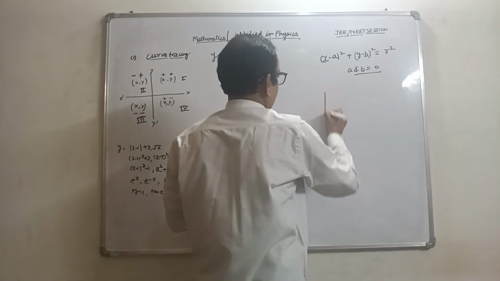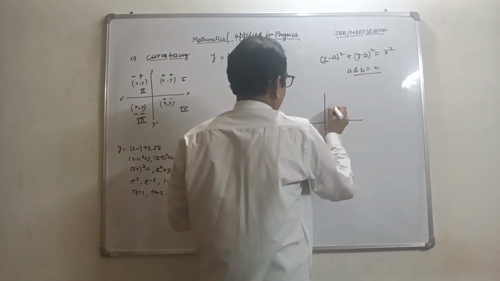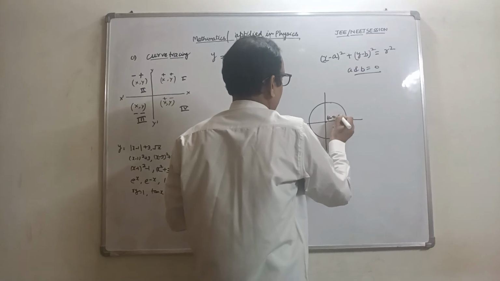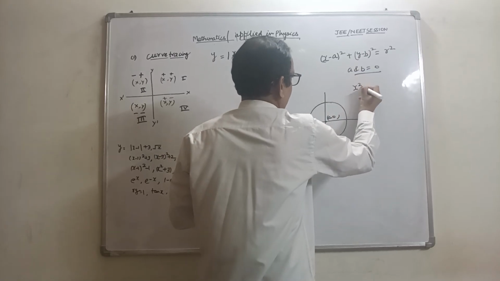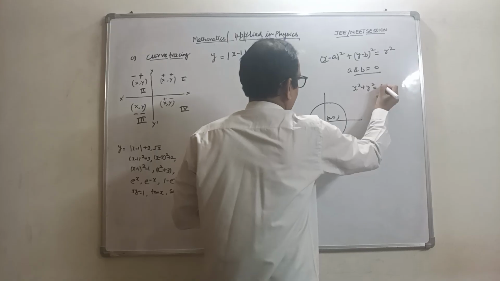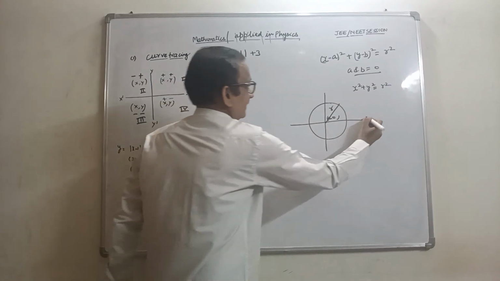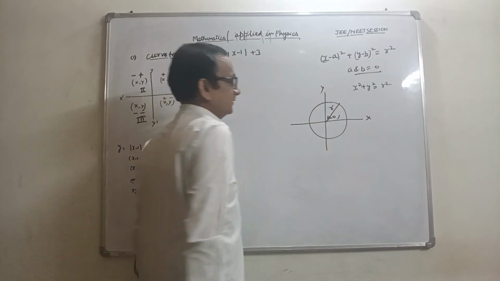So the circle would be of this type. This is the origin of the circle, 0, 0. The equation becomes x square plus y square is equal to r square. This is the radius of the circle. This is the x axis and this is the y axis.